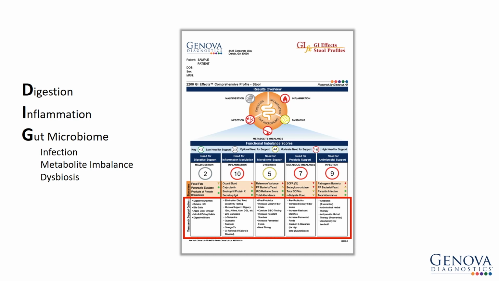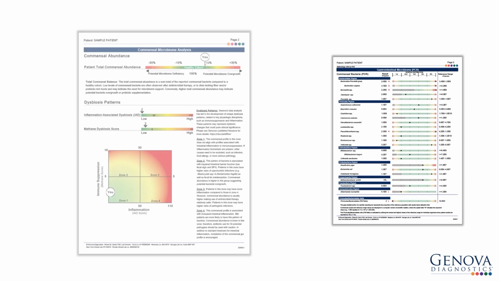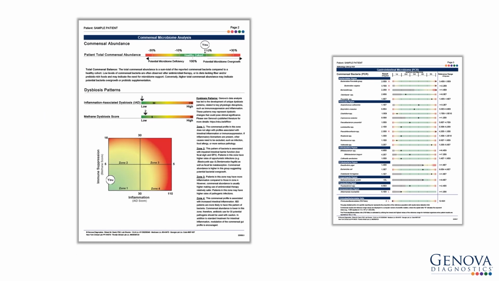Often when these areas are addressed therapeutically, you may see the biomarkers in other categories such as dysbiosis or metabolic imbalance normalize because you are balancing the whole environment. The next 2 pages of the report include the commensal microbiome analysis, which is a summary of findings from the 24 commensal bacteria that we measure on page 5 that you can see pictured to the right of the screen.